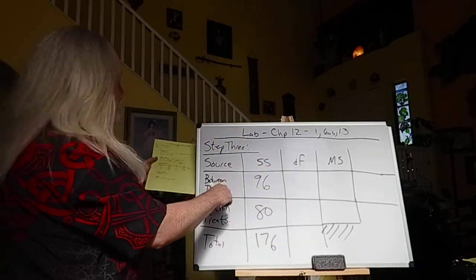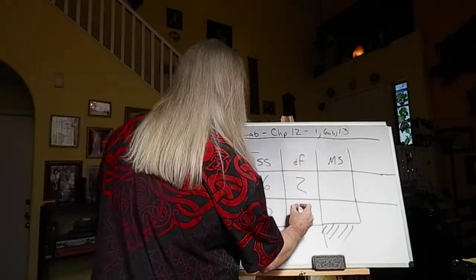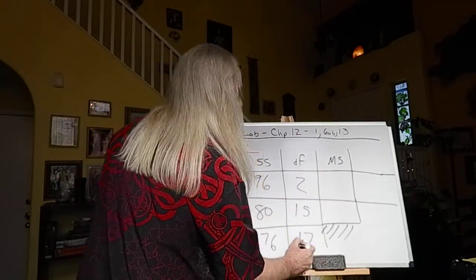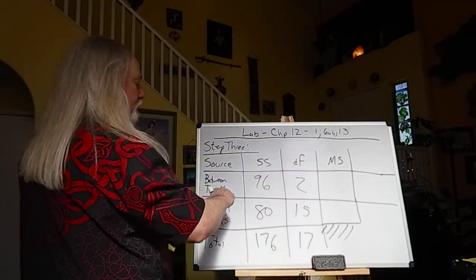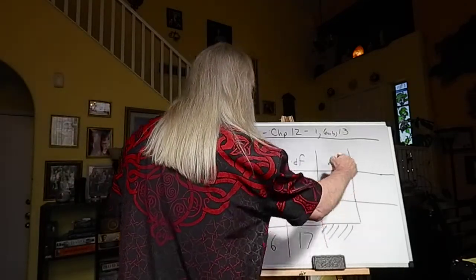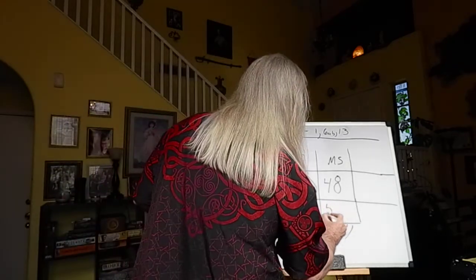Degrees of freedom between treatments was 2. Degrees of freedom within treatments was 15. Degrees of freedom total, 17. Mean squares between treatments would be 48. Mean squares within treatments is 5.33.